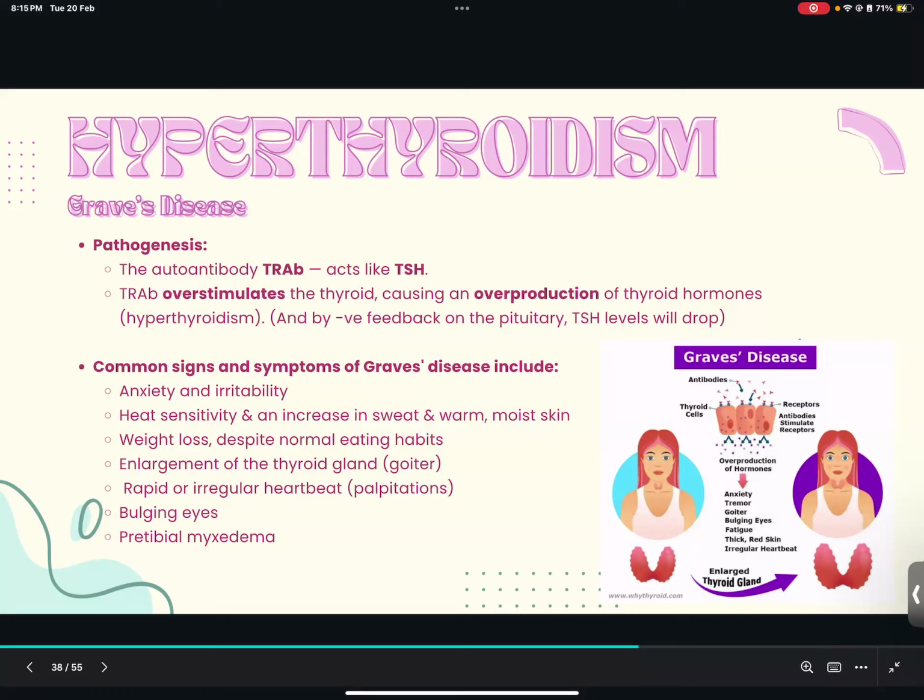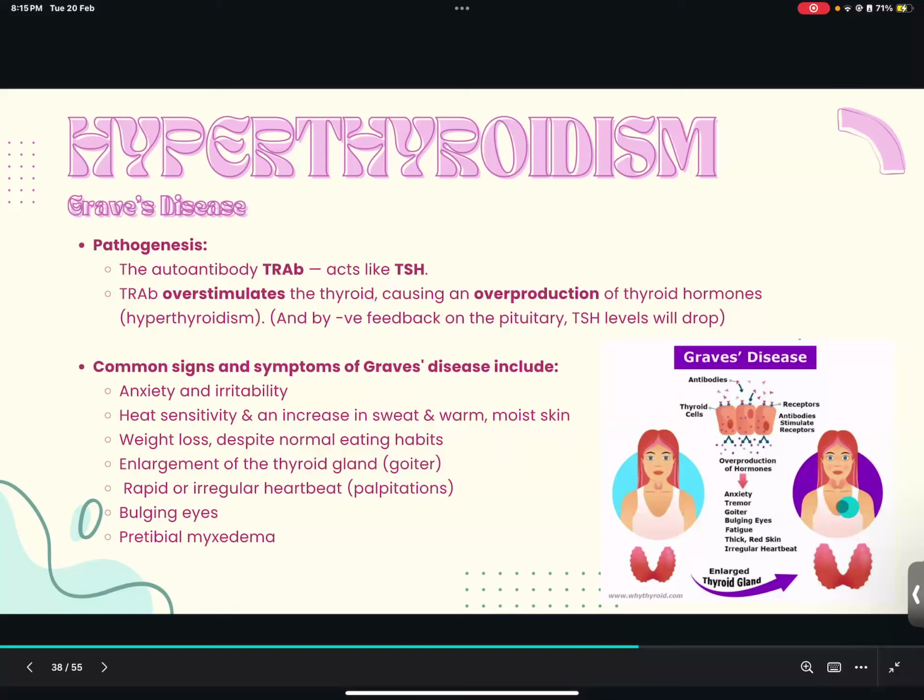And here are some common signs and symptoms. Patients who have Graves' disease are going to be way more anxious. They're going to be irritable. They're going to have heat intolerance, because if you remember, one of the functions of thyroid hormone was thermogenesis. So they're going to be always hot and sweaty and warm, and they're going to have moist skin. They're also going to have an increased level of metabolism. Remember the increased sodium-potassium ATPase. So they're going to have weight loss despite eating normally, not decreasing their food.